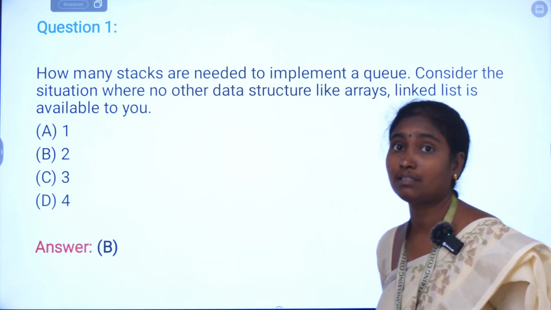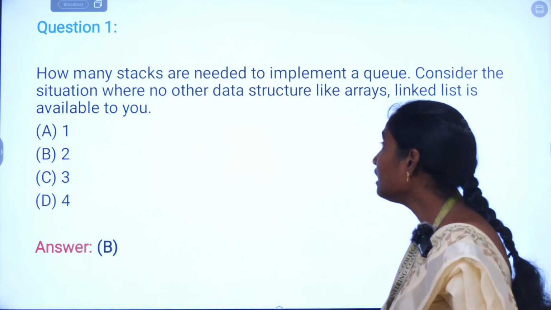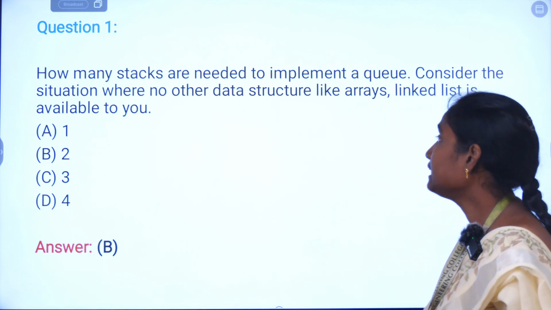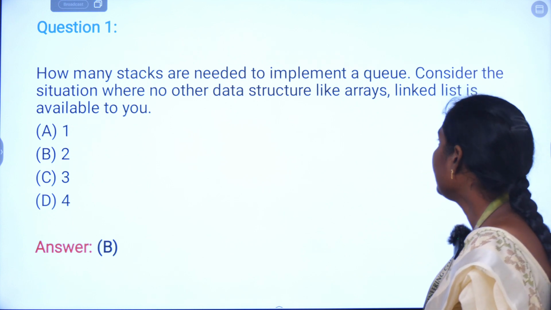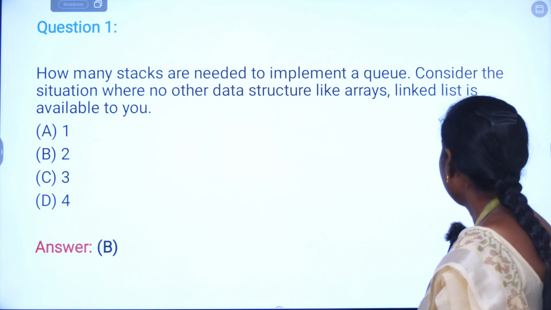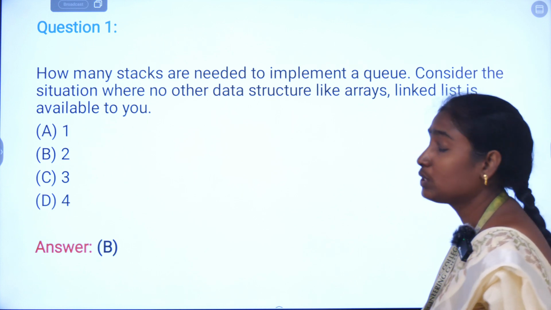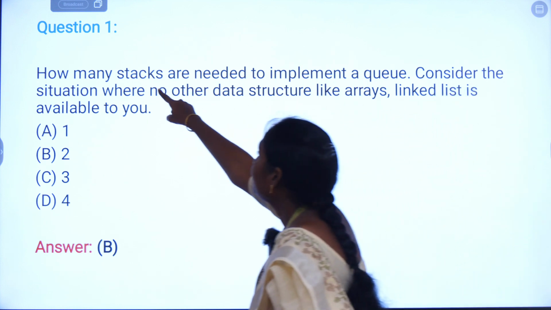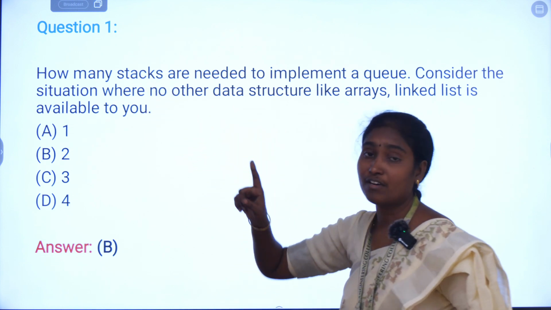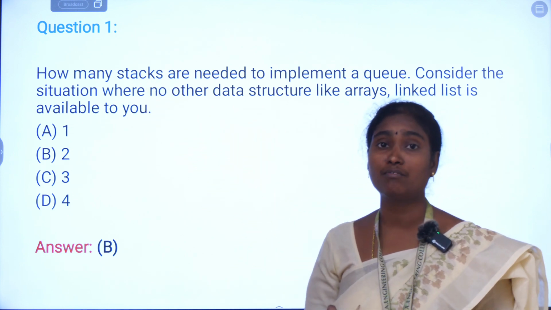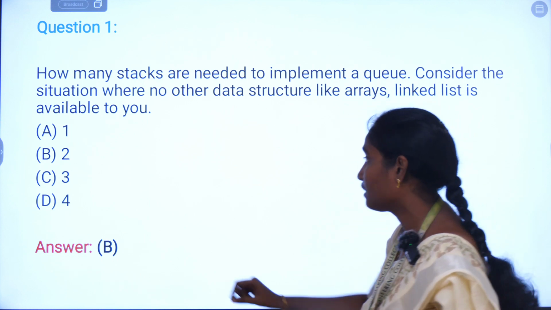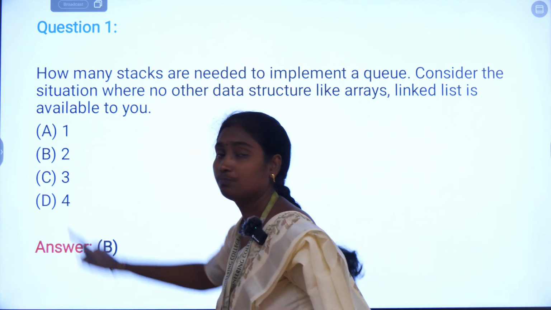So here I have given some GATE questions. The first one is: how many stacks are needed to implement a queue? Consider a situation where no other data structures like arrays or linked lists are available to you. So to implement a queue, you need two stacks. Why? One stack you are going to use for performing the NQ operation, another stack you are going to use for the DQ operation. So the answer is 2.